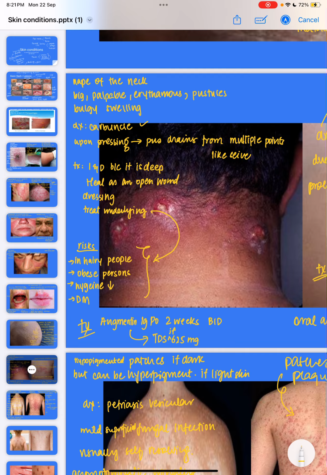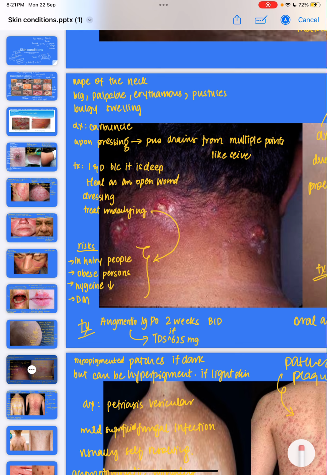I wrote this down. So it's a carbuncle. This is the way you describe it: it's on the nape of the neck. It's clearly pustulous, erythematous, and pustulous. It looks like it's draining pus, and it's big and palpable. It's a bulgy swelling, and upon pressing, pus will drain from multiple points, like a sieve.